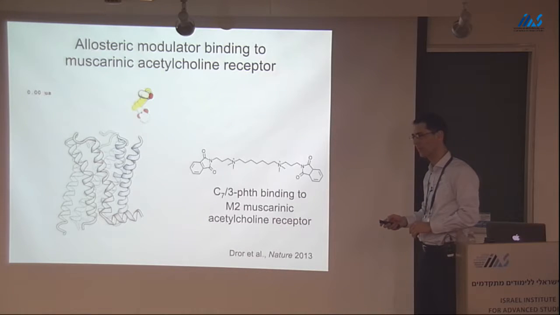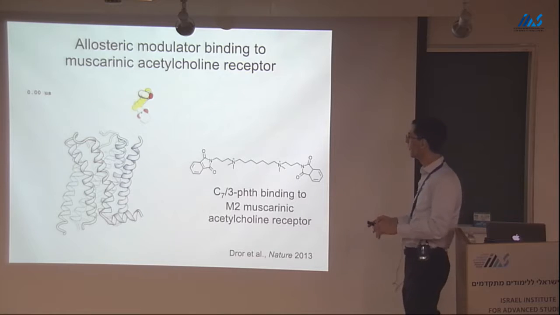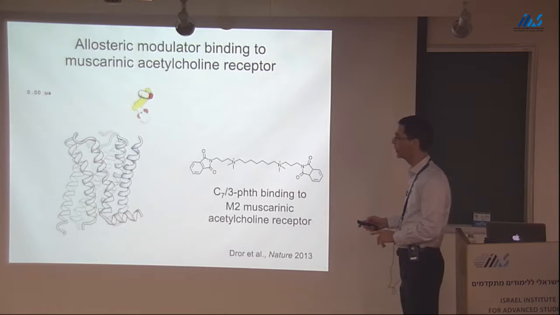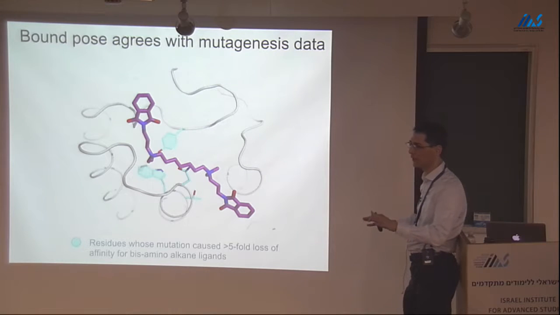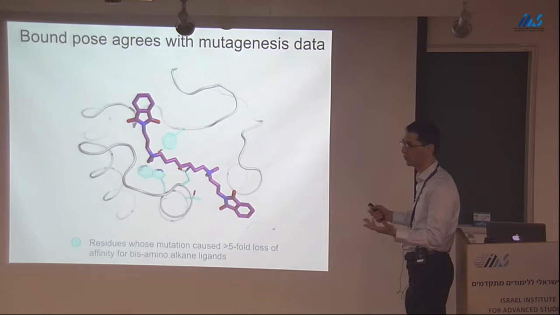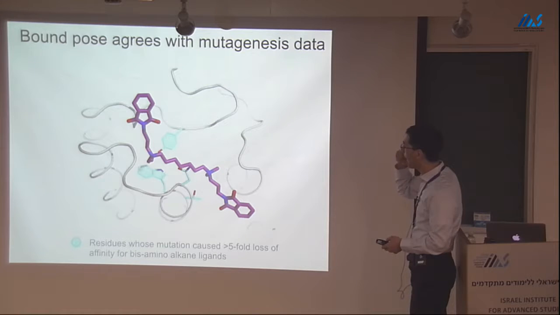And do you see a change in receptor structure? Yes, I'll show that in a moment. But first, let's just talk about validation of the bound pose. Is the bound pose correct? We can compare to mutagenesis data.